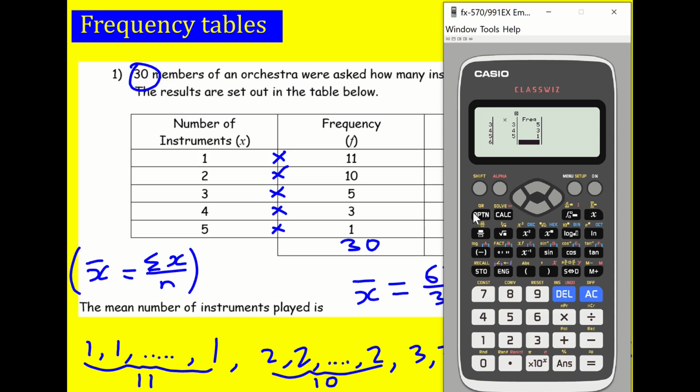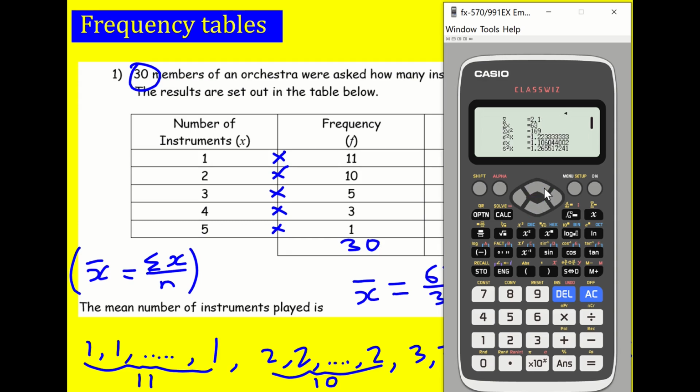There's a little button here that says Option, and that allows you to do some calculations, and I'm going to go to one variable calculations, and there we have it. It does it all for me. It works out the mean is 2.1. It's worked out that the sum of x is 63, and it's even worked out some other things that we are going to look at later on. It even finds that the median is 2, so that's a little bonus.